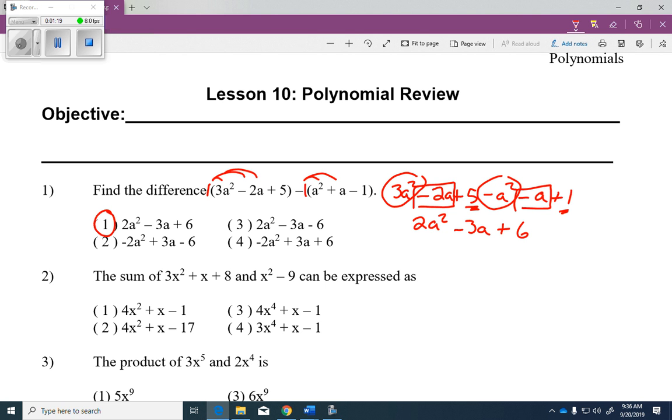Number 2, the sum of these two polynomials, if I were to write the problem, it would be 3x squared plus x plus 8. That polynomial, I'm putting it in parentheses so I could see it's a trinomial, is being added to this binomial. Now when we're adding, really you notice that it seems like we're just taking away the parentheses, but that's because it's a positive 1 that's being distributed.